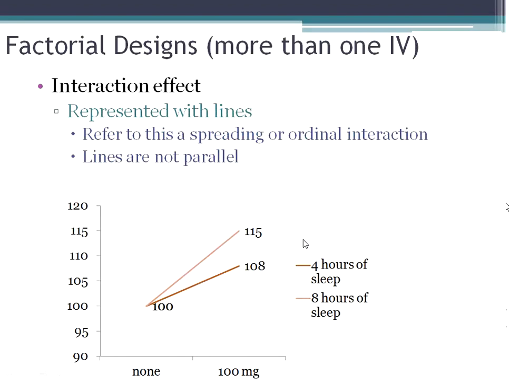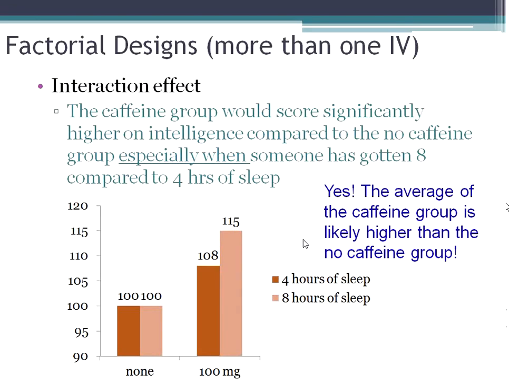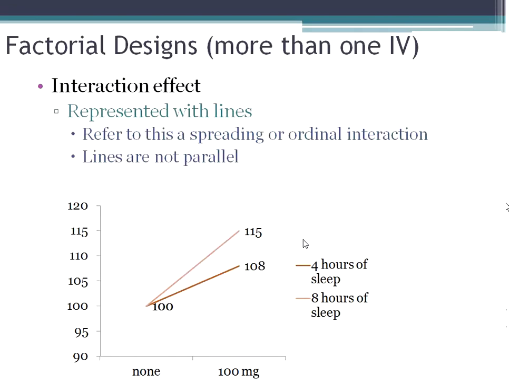Now, I've been representing these as bars. We can also represent interaction effects as lines. So this is the same effect that we were just looking at on this slide, now represented as lines. Your book is going to talk about this as an ordinal interaction. We can talk about this as a spreading interaction. The key to these ordinal interactions is that the lines are not parallel.